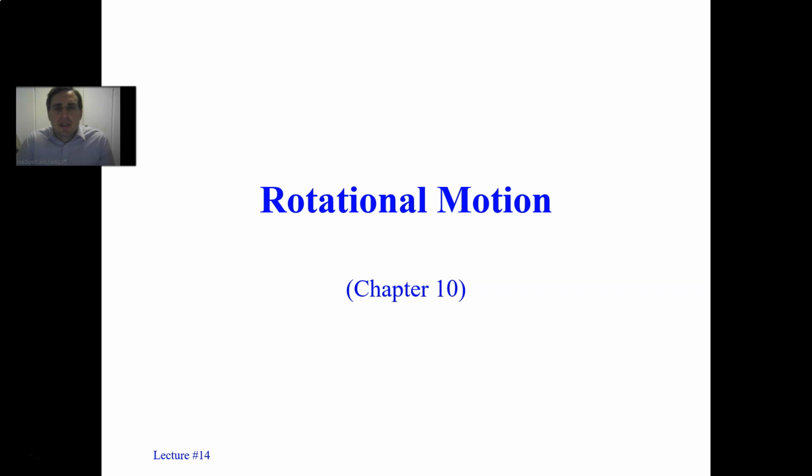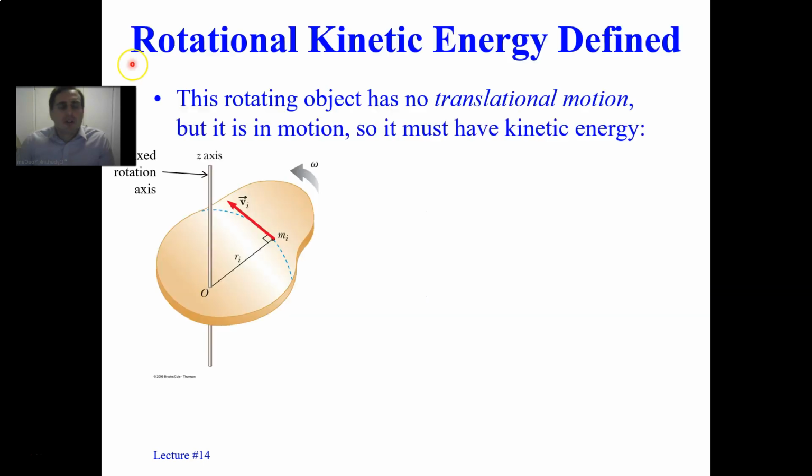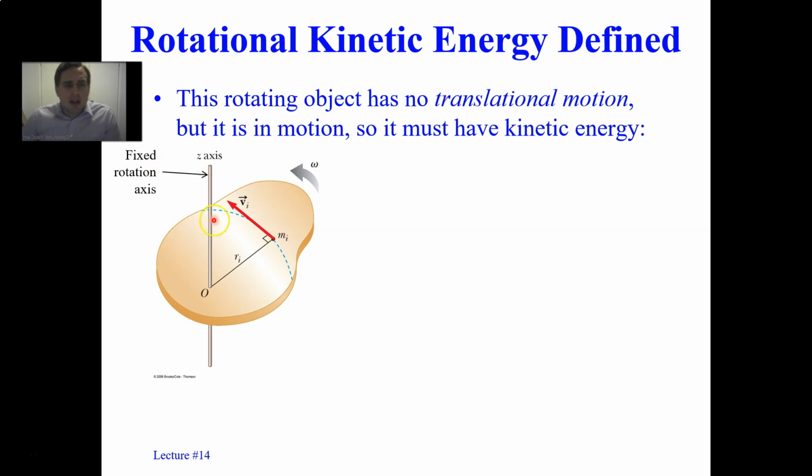So, let's begin with rotational kinetic energy. Rotational kinetic energy is defined as the following. This rotating object has an axis mounted on it, has no translational motion. In other words, its axis here does not move horizontally. Its center of mass also doesn't really displace. But it is in motion, so it must have kinetic energy.